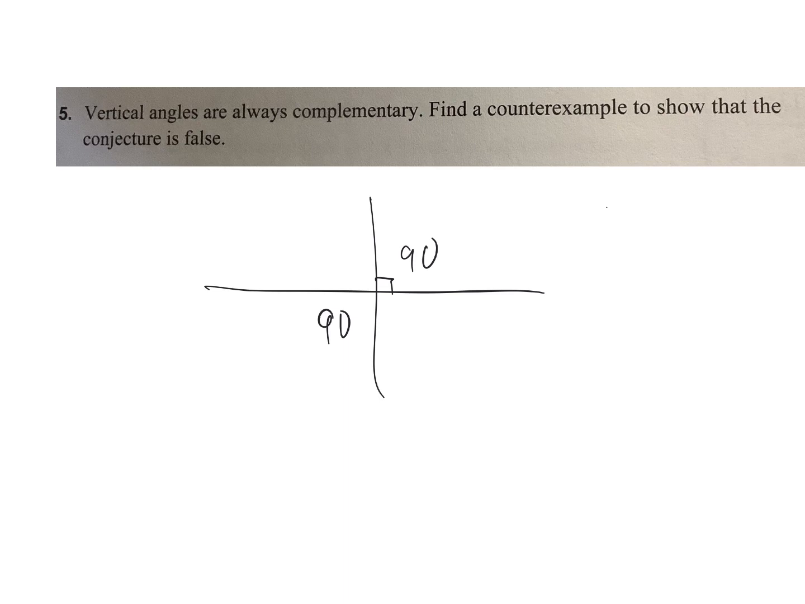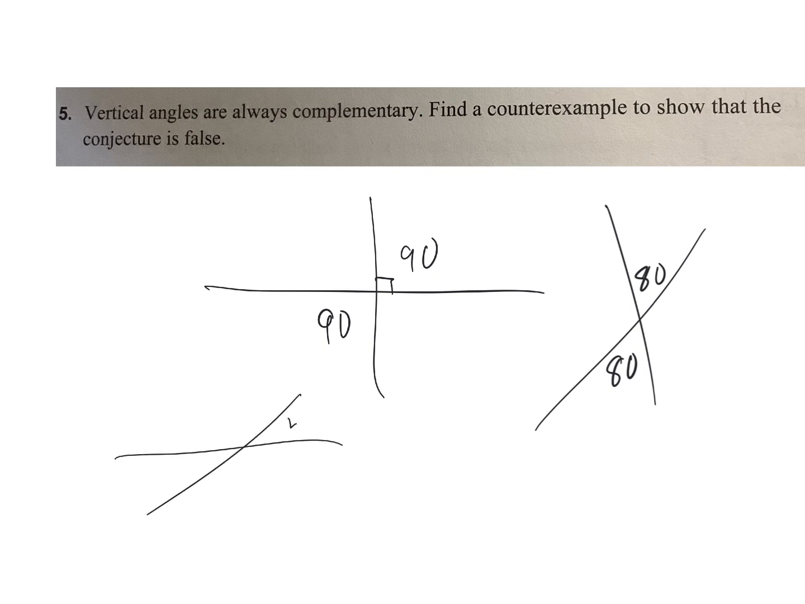But you wouldn't have to do it. I mean, you could draw something like this and say, this is 80 and this is 80. Well, that's 160. Okay, still not 90 degrees. So the only way for 2 vertical angles to be complementary is if you had 45 and 45. You can't have 2 vertical angles being complementary if they're at any other degree. Does that make sense? So that was a thinking problem. All right, let's move on.